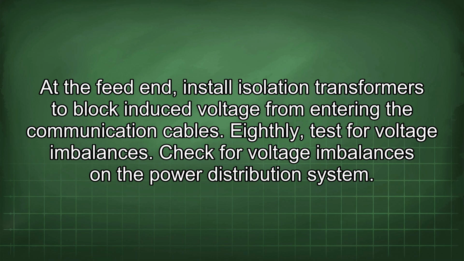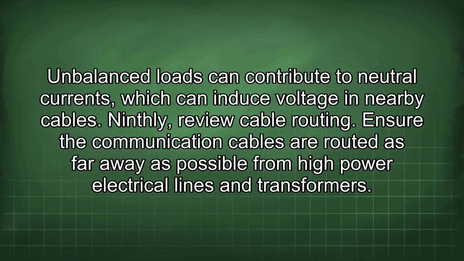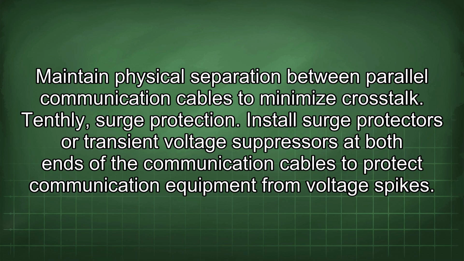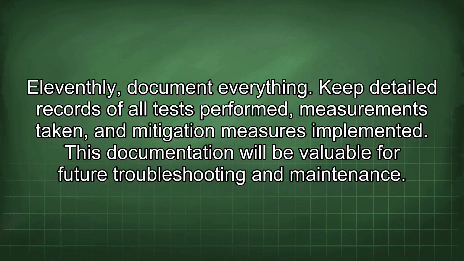Eighthly, test for voltage imbalances. Check for voltage imbalances on the power distribution system. Unbalanced loads can contribute to neutral currents, which can induce voltage in nearby cables. Ninthly, review cable routing. Ensure the communication cables are routed as far away as possible from high-power electrical lines and transformers. Maintain physical separation between parallel communication cables to minimize crosstalk. Tenthly, surge protection. Install surge protectors or transient voltage suppressors at both ends of the communication cables to protect communication equipment from voltage spikes. Eleventhly, document everything.